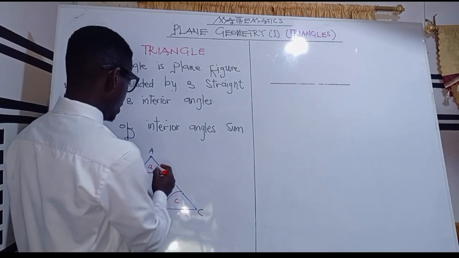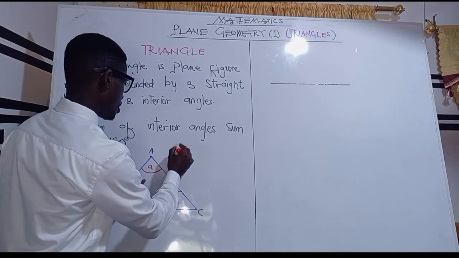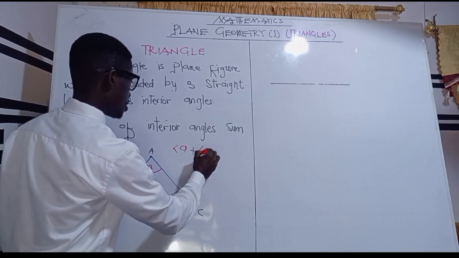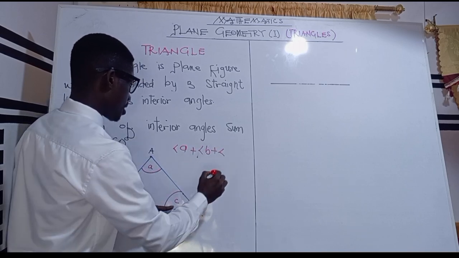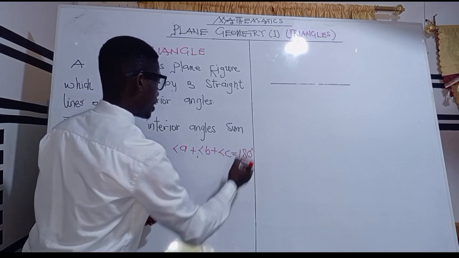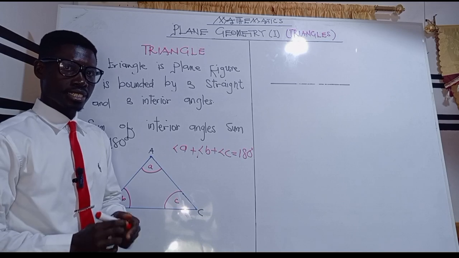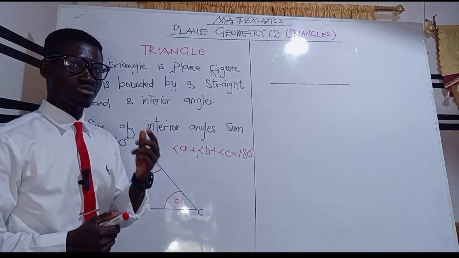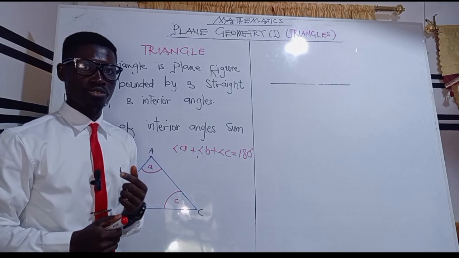So this angle plus this angle plus this angle should give us what? 180 degrees. Are you following? Good. We are going to look at the types of triangles that we have. Types of triangles.